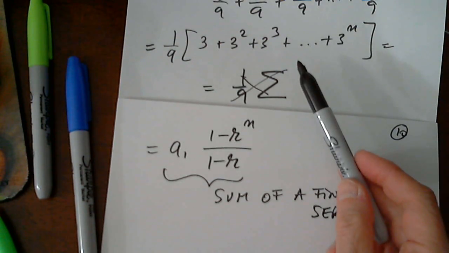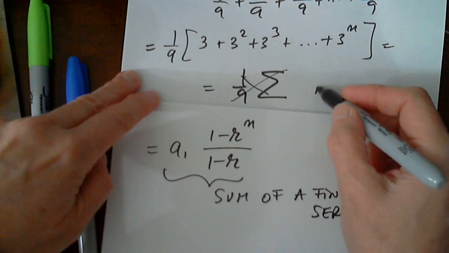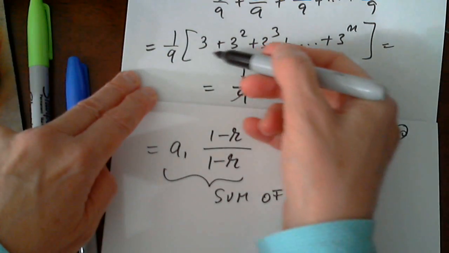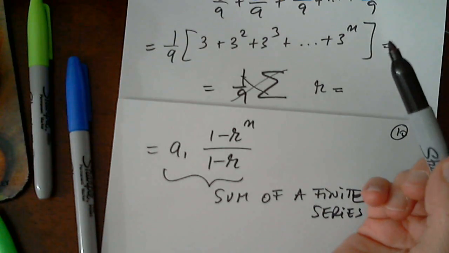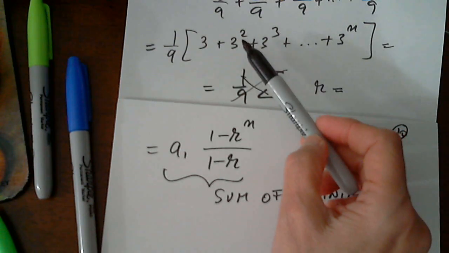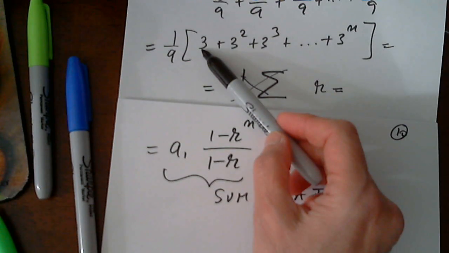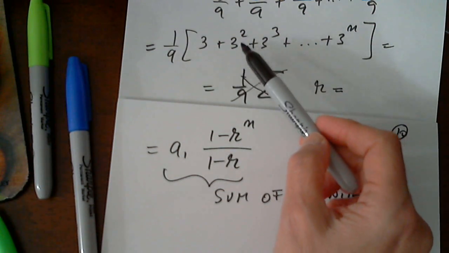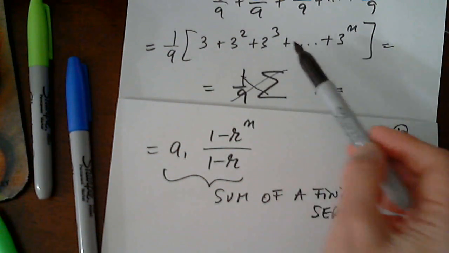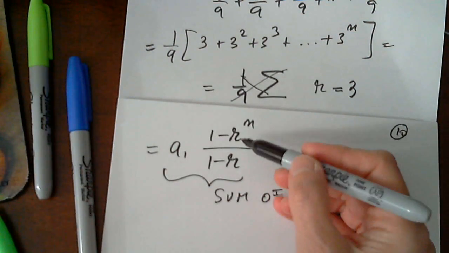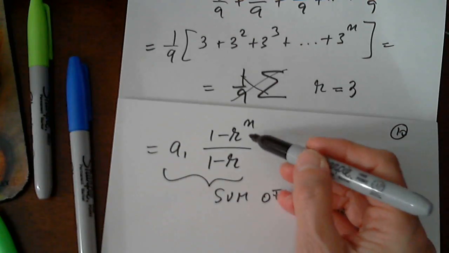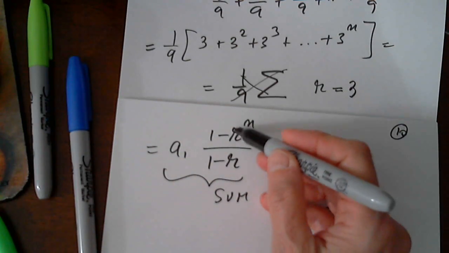And it's a geometric series. We have to identify the common ratio. Can anyone tell us what is the common ratio here? In other words, what do we multiply this term by to get this? What do we multiply this term by to get this? And so on and so forth. Yes, 3. So I already identified that the common ratio is 3.